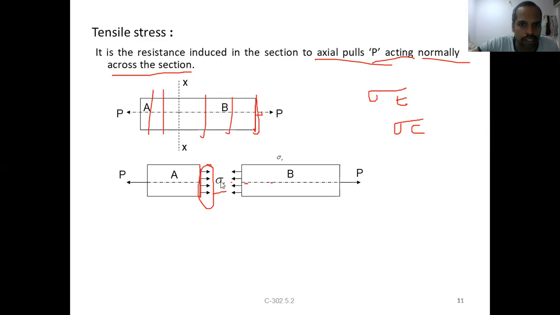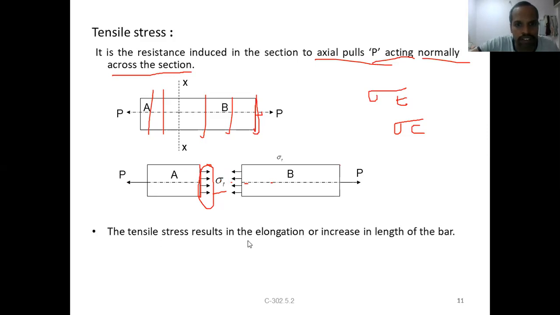Now how to calculate the stress? The tensile stress results in the elongation, or increase in the length, of the bar. Because we are applying the load, an increase in length, or elongation, takes place. Because of elongation, what type of stresses develop? Tensile stresses. That's the meaning. This tensile stress is denoted with sigma subscript T. That's what we are discussing.